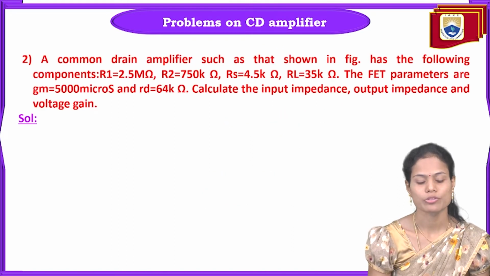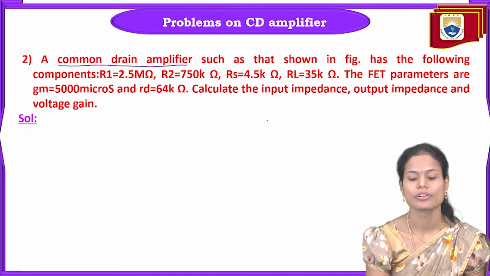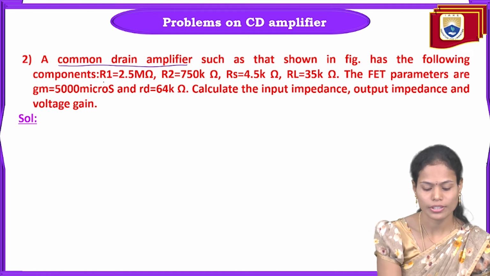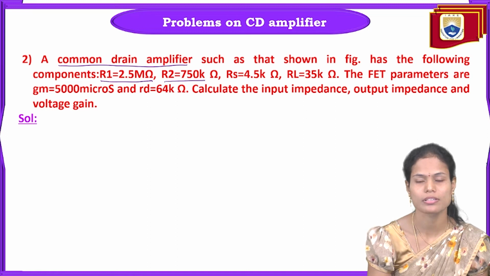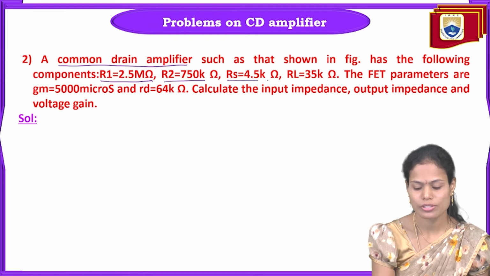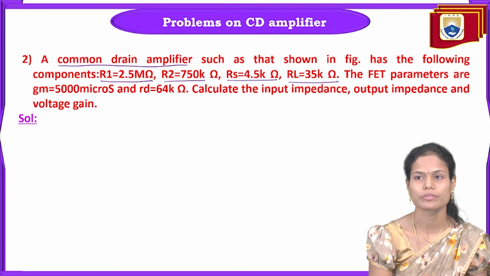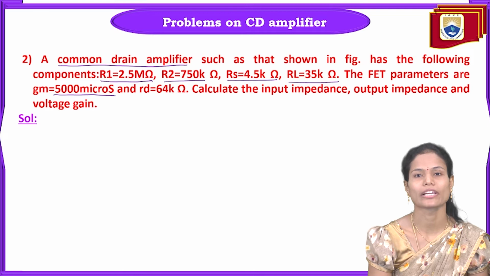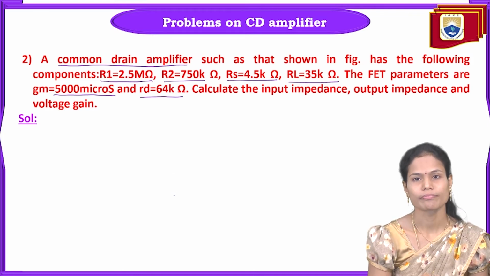While coming to the next problem, this is also a common drain amplifier, shown in the figure. It has the following components. Here they gave R1 as well as R2 resistances, which means this common drain amplifier is biased with voltage divider bias. The source resistance is 4.5 kilo ohms and the load resistance is 35 kilo ohms, and the FET parameters, that is the transconductance, is 5000 microsiemens, and the small rd value is 64 kilo ohms.